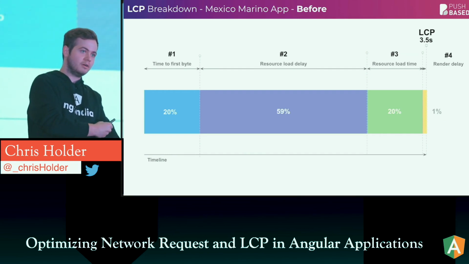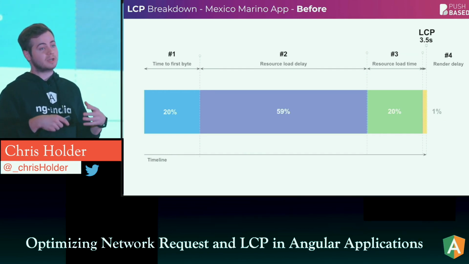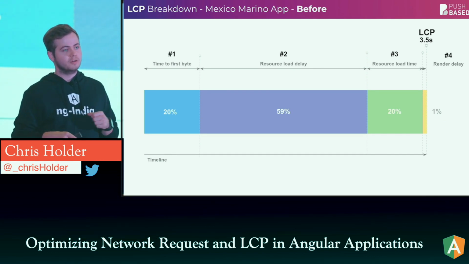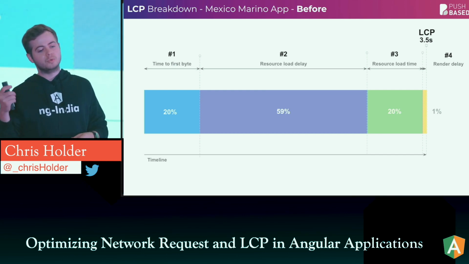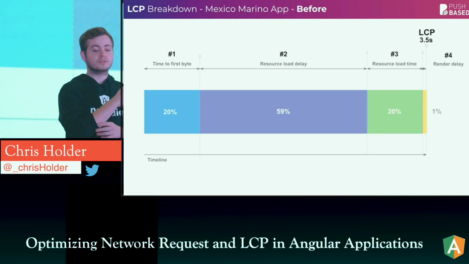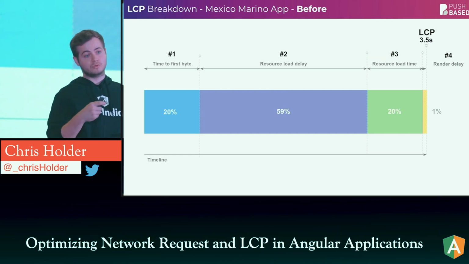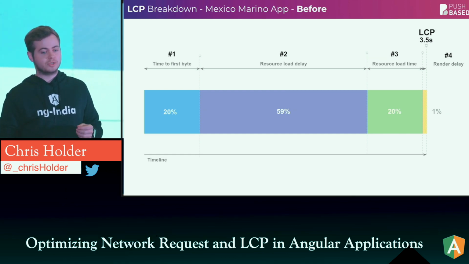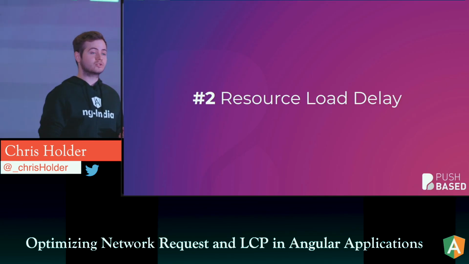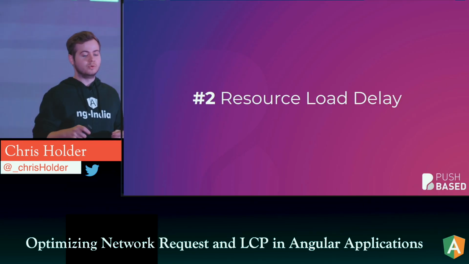Another little breakdown of how the application loads, the amount of time that it spends during each one of these 4 sections. It goes from 20% for the time to first byte. Resource load delay is 60% basically, which is huge. 20% for resource load time, and only 1% for the render delay. So let's start with the optimizations on resource load delay.